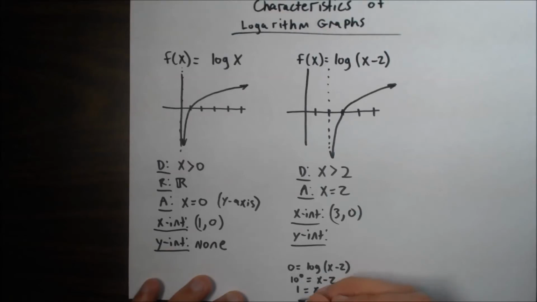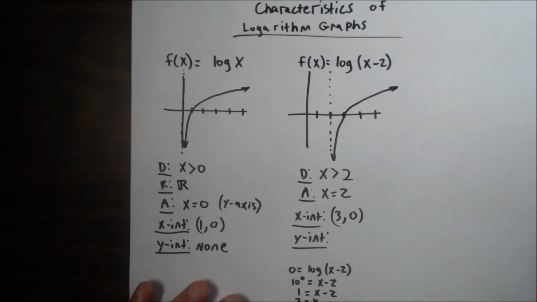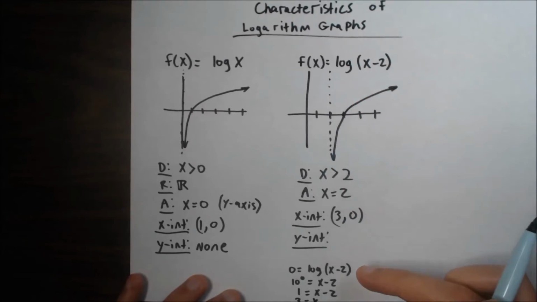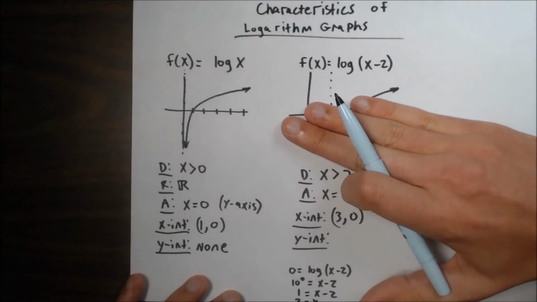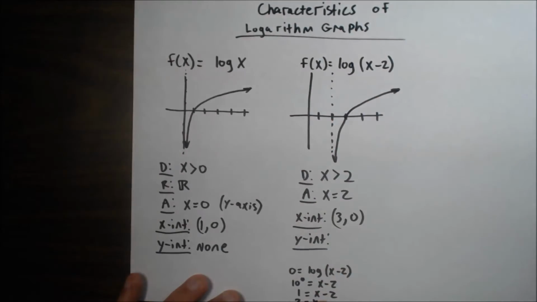So if I add 2 to both sides, I get 3. So 3 equals x. Therefore, the x-intercept is at (3, 0). I wanted you to see it graphically, but this is how you would find it algebraically. And if I just gave you that function without the graph, how would you know the intercept? This is how you would know it.